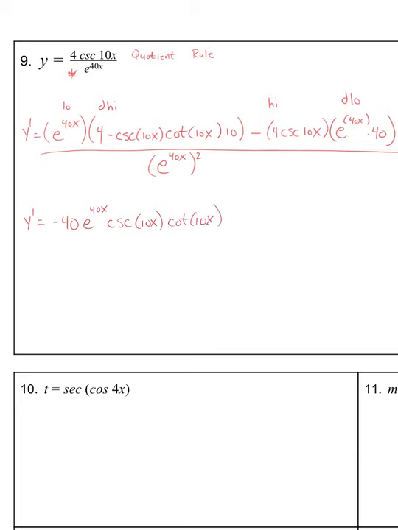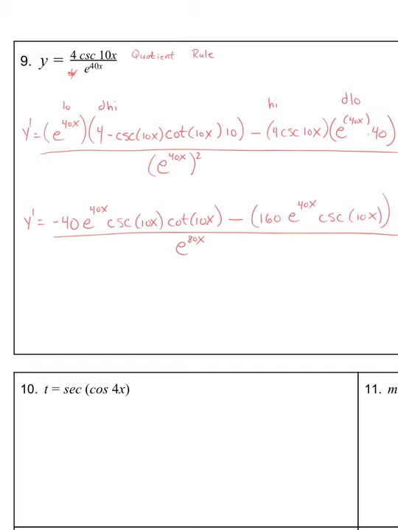All right, for the second term over here, we've got a 4 and a 40. So we need to put the 160 in the front. We multiply them. So we have 160. There's still an e to the 40x, and there's still a cosecant of 10x. All right, on the bottom, we simplify the exponent. When you're raising one power to another, you multiply. So that becomes e to the 80x.